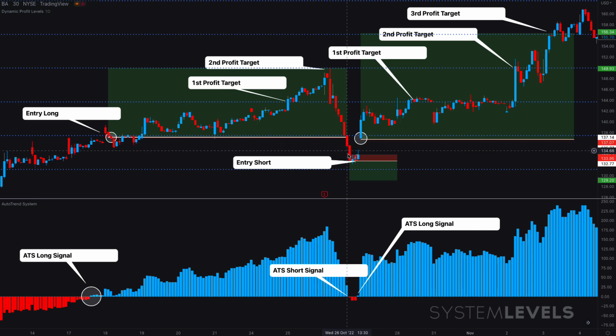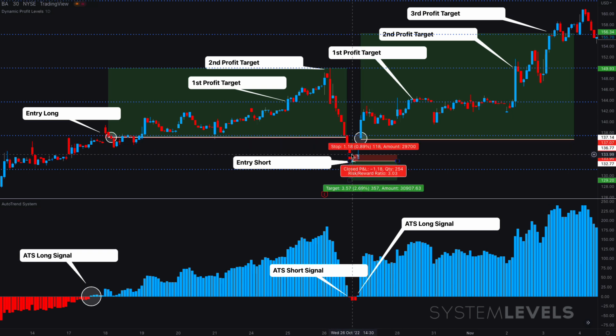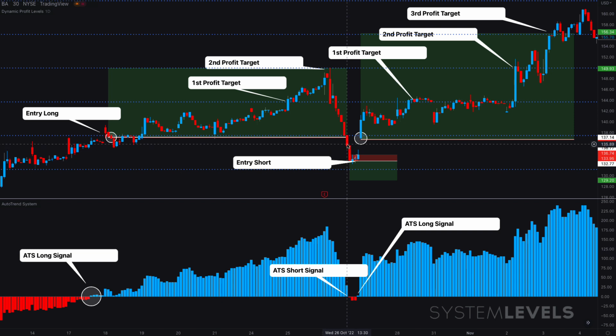$6,469. Then we had a losing short trade here. Our original risk on that one was $3,000. Instead, we ended up getting an early signal to exit from the ATS, which resulted in a loss of $1,500, so half of our original stop loss.